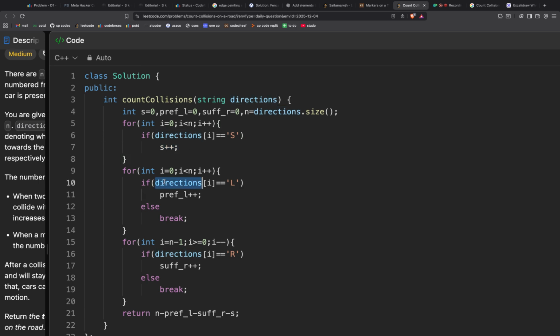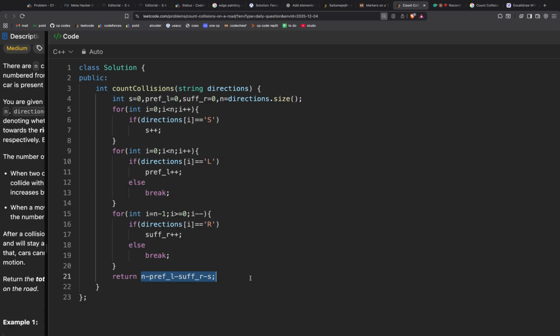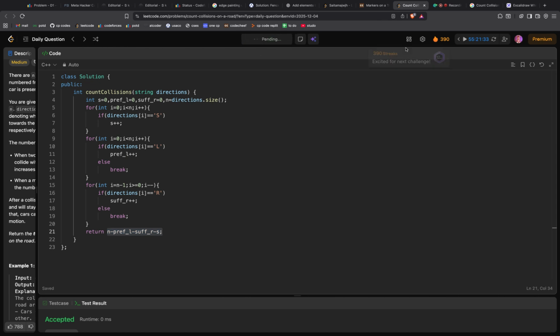And as I said, for calculating prefix L, I'm going from 0 to n minus 1. If the character is L, I will add it to prefix L, else I will break, because then the prefix is getting broken. There's another character. After this, prefix L should not be incremented. Similarly, I go from n minus 1 to 0 and increment my suffix R if the character is R, else I just break. And finally, as I said, the final answer is n minus prefix L minus suffix R minus S, because these are all the cars that do not actually collide.